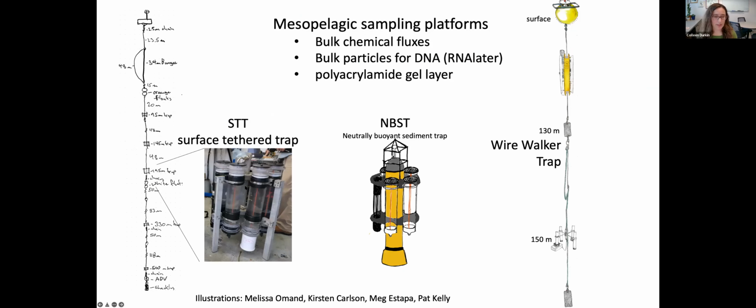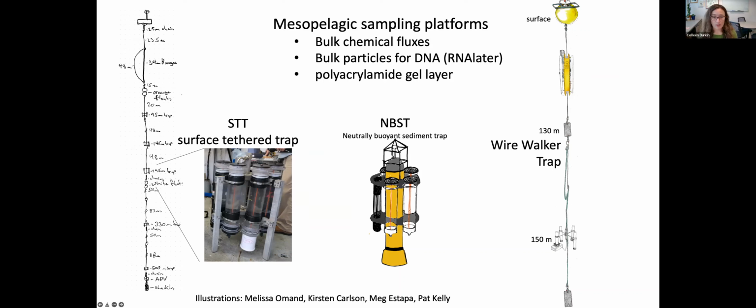So here's an example. Here's a frame with some trap tubes attached at various depths. We also used neutrally buoyant sediment traps, and then this kind of unconventional design where we put a trap below the profiling part of a wire walker. So all of those trap tubes collected sinking particles. Some of those tubes had formalin at the bottom so that we could measure bulk sinking carbon.